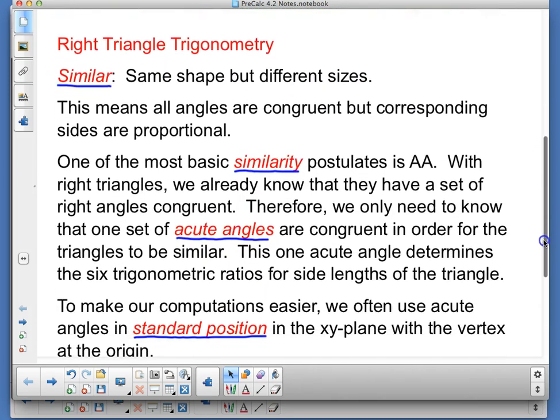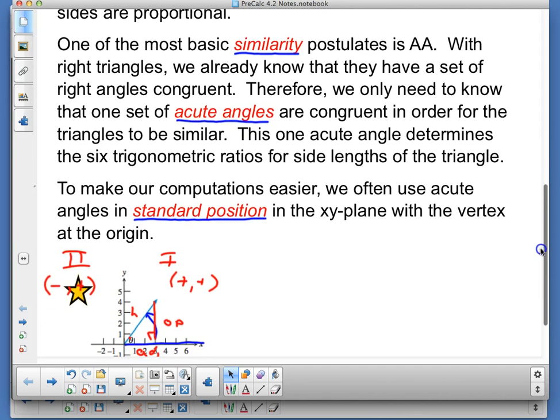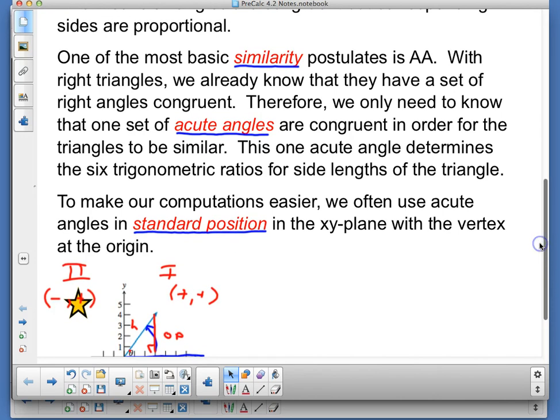Okay, now right angle trig, similar. Same shapes, but different sizes. This means all angles are congruent, but corresponding sides are proportional. One of the most basic similarity postulates is AA. When we're talking about right triangles, we already know that they have a set of right angles congruent. Therefore, we only need to know that one set of acute angles are congruent in order for the triangles to be similar. And that's the acute angles. This is the two angles that aren't the right angles.